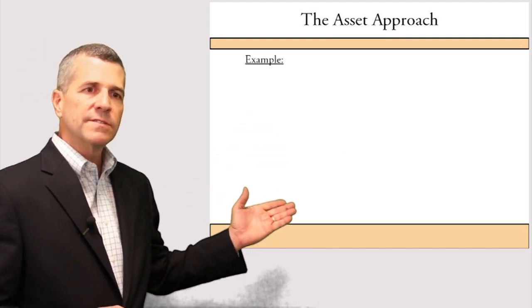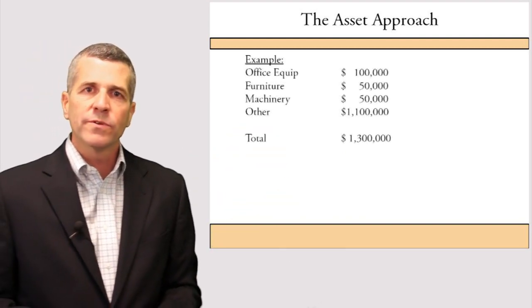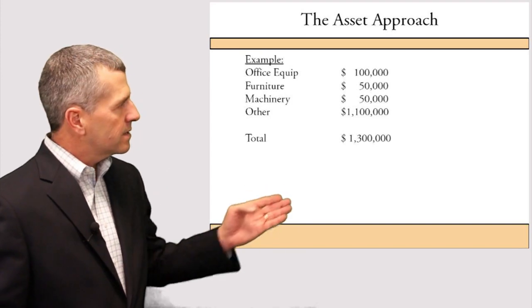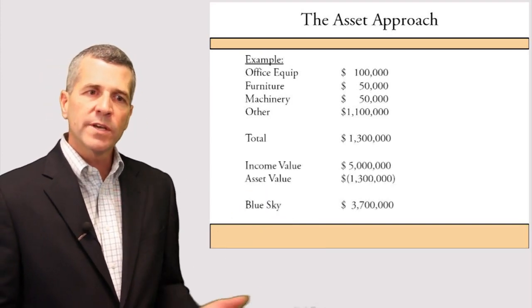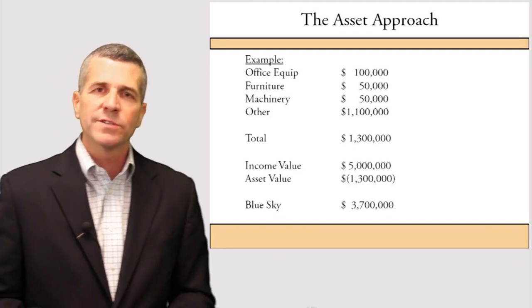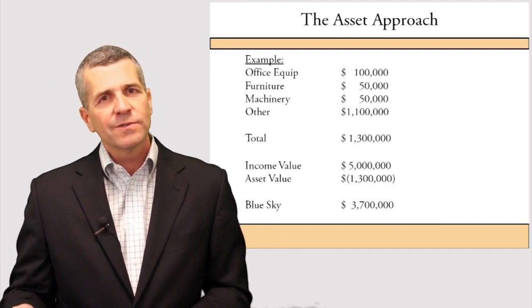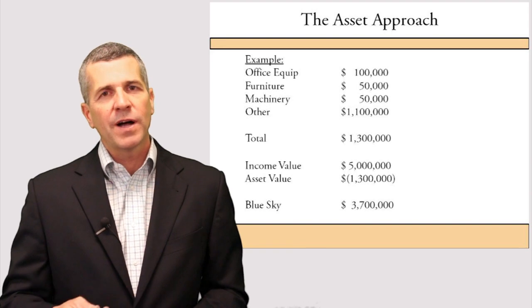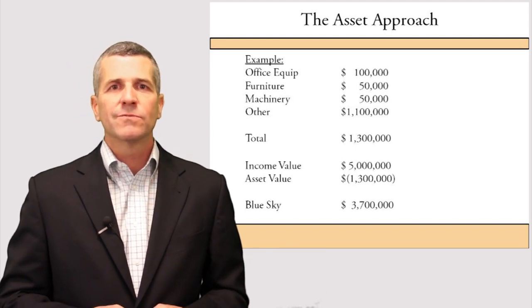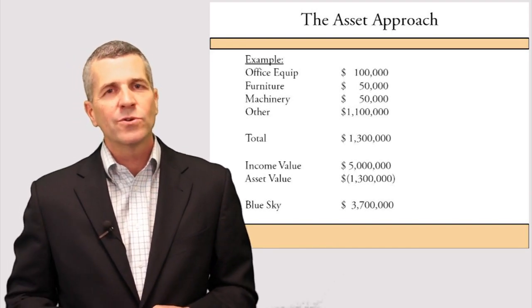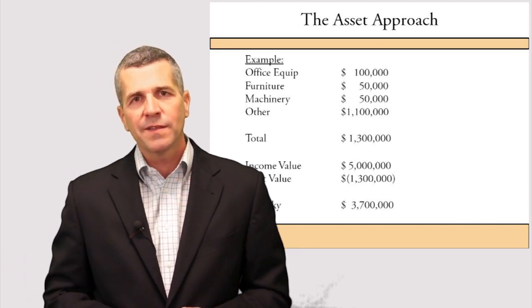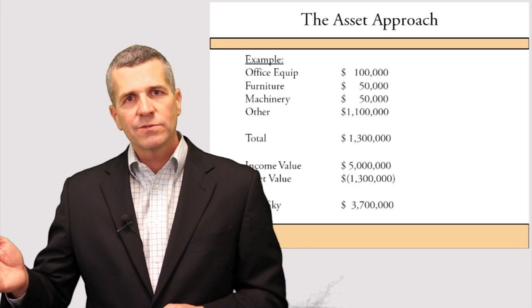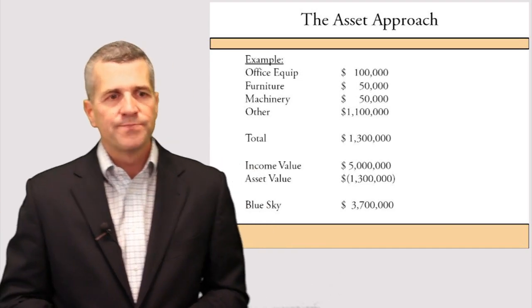All of the assets in this business total up to $1.3 million. The income value of $5 million, minus the asset value of $1.3 million, equals blue sky of $3.7 million. So if you were buying this business, you'd be buying $1.3 million of resellable assets plus $3.7 million of goodwill. Again, the goodwill is represented by the amount that the income approach exceeds the asset approach.